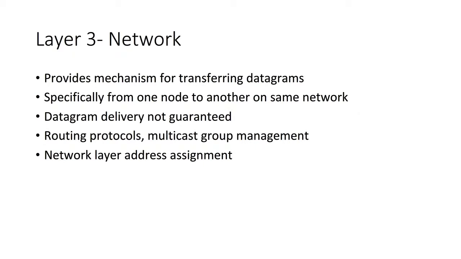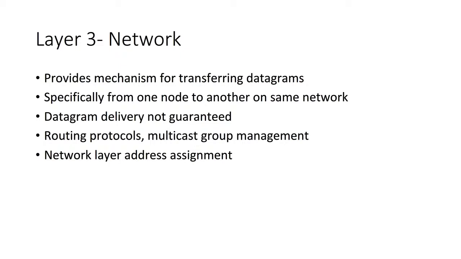Layer 3 of the OSI model is the network layer. This layer provides a mechanism for transferring datagrams, specifically from one node to another on the same network. Unlike the transport layer, the network layer datagrams are not guaranteed to be delivered.